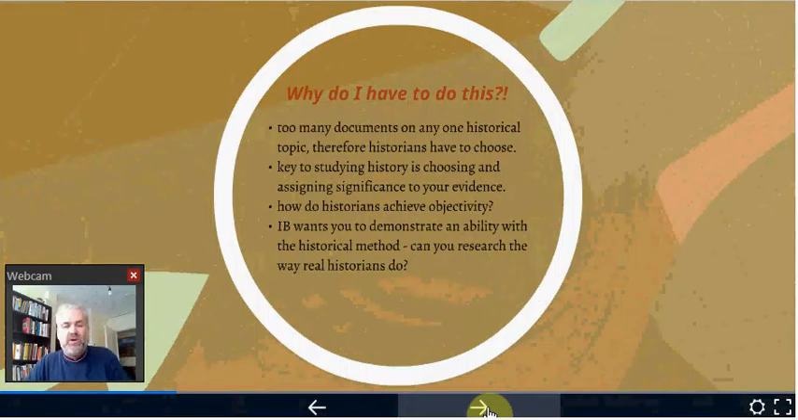But the key to it all is assigning significance and importance to the evidence that you're confronted with. And this leads us to sort of the ages-old million-dollar question. Well, how exactly is it that historians achieve objectivity?